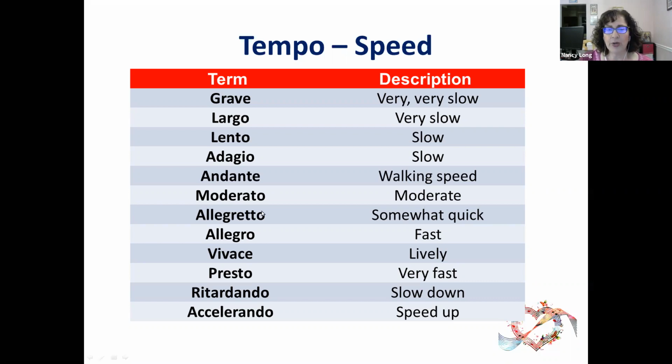Something like allegretto, it means somewhat quick, but it also tends to mean lively. So vivace is lively. It also means fast. So you can sort of see how you can use different terms to achieve different goals. The ritardando is to slow down, and accelerando is to speed up. And this is all Italian.